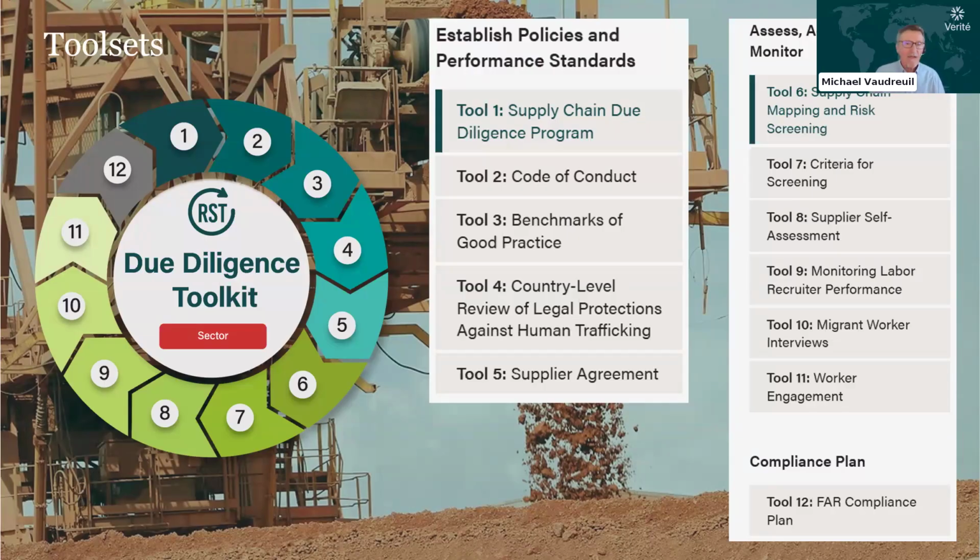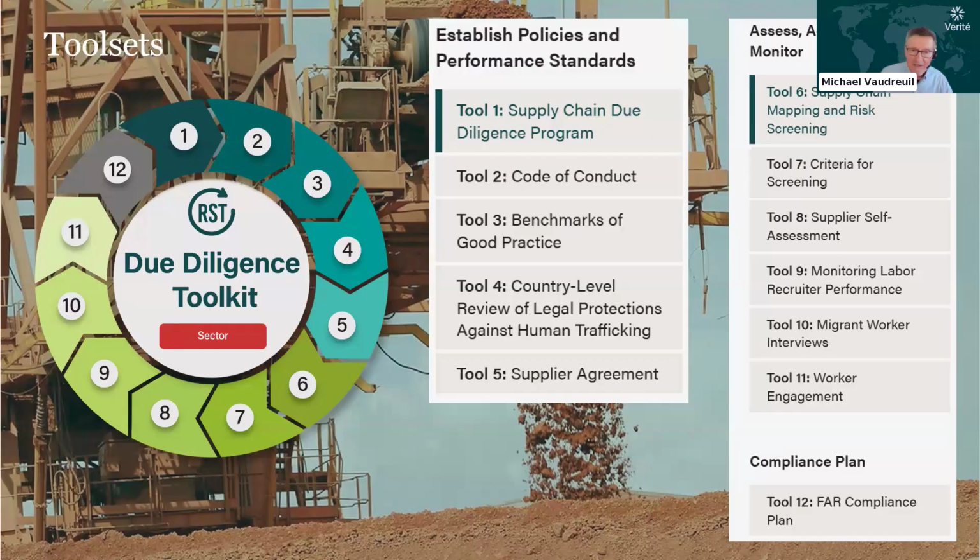Tool 4 is still part of the assess. It helps an organization understand what the legal requirements are, how to find out what the legal requirements and other issues around the country level concerns are when doing a risk assessment and a prioritization of your supply chain.